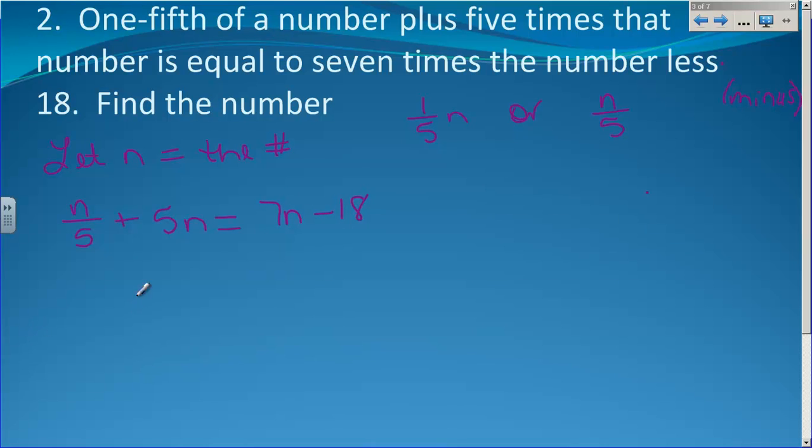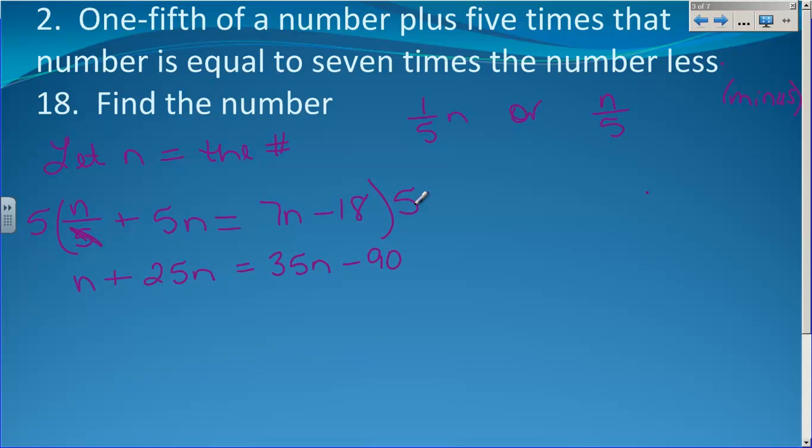My very first step is going to be to cancel out this 5 in the denominator, so I don't have division or this fraction happening. But to do that, I have to multiply by 5 on both sides. These 5s cancel each other out, so I'm left with just an n. But I also have to multiply 5 times this one, and 5 times 5n is 25n. So now I've taken care of that. I don't have silly little fraction any longer. But then I have to multiply 5 over here, so I have 35n minus 90.